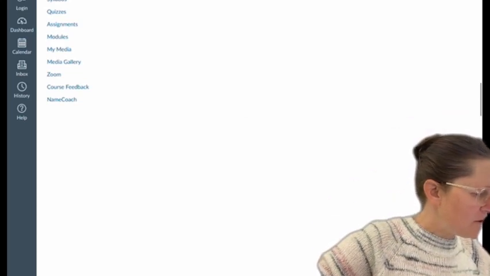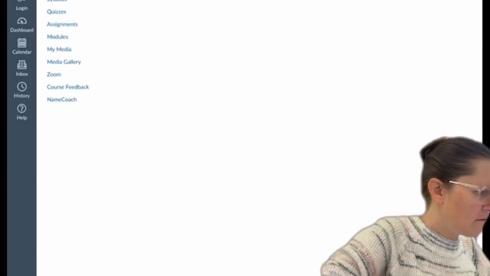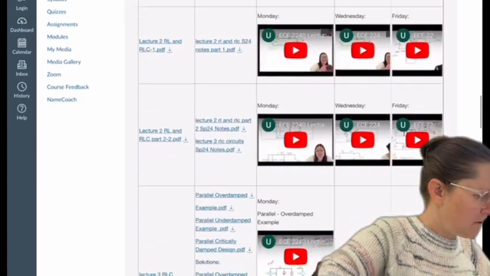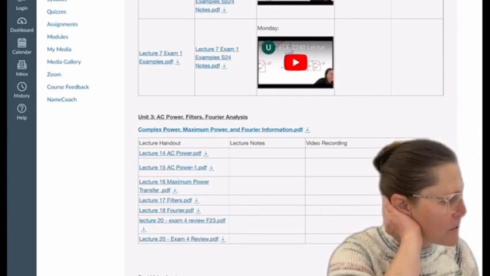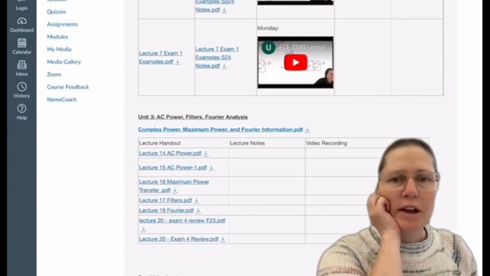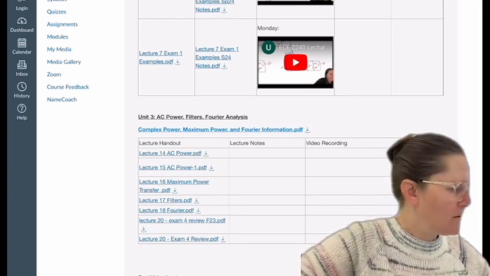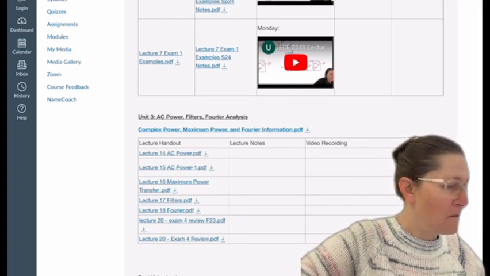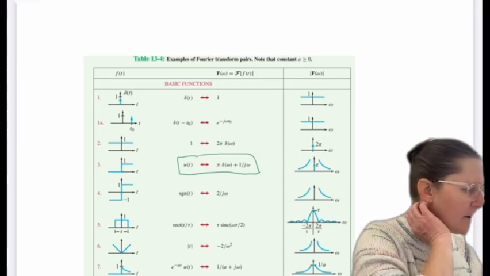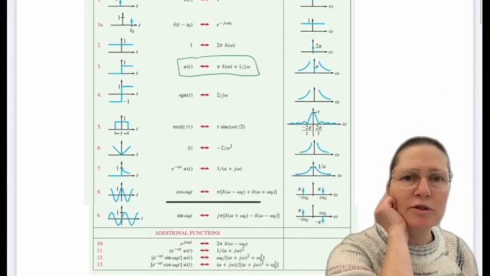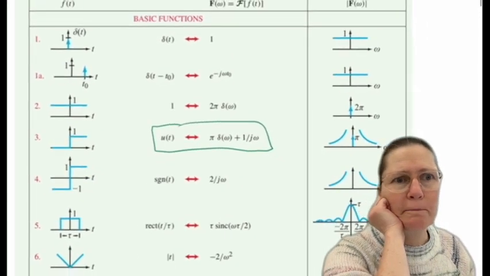Okay, so on the unit 3, where's unit 3? There we go. There's this complex power, maximum power, and Fourier information. So this is going to be the sheet that you are going to be wanting. Okay. So there's going to be these tables, just like there was for Laplace. These are the tables for the Fourier.